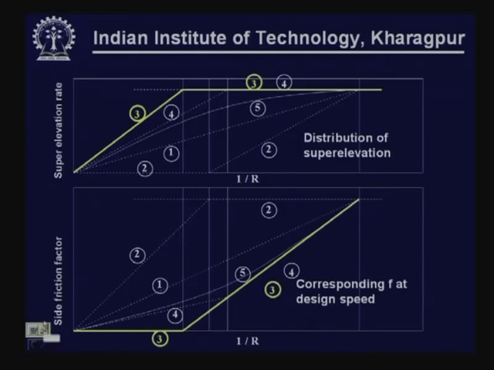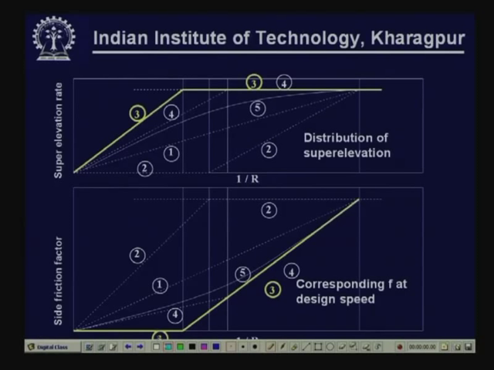So, this is the distribution as indicated here. You can see initially F is kept 0 and only E is increased. E is increased up to a value of Emax. Till that time, this F value remains 0. After that, E remains constant and equal to Emax.